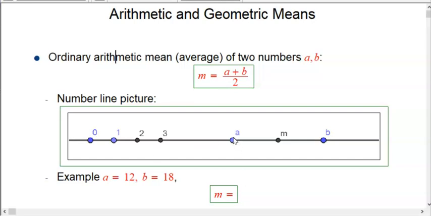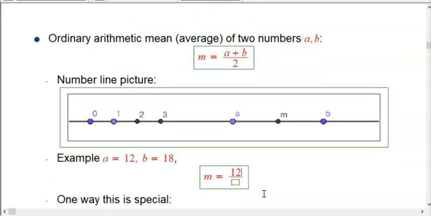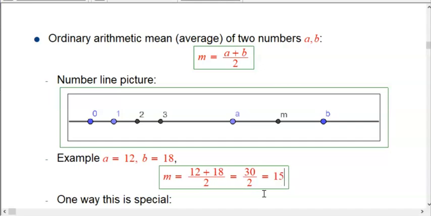I take the average of two numbers, a and b, and that should be right in the middle of those two numbers on the number line. It should in fact be the midpoint of those numbers on the number line. It's a very nice connection to geometry already. So for example, if a was 12 and b is 18, m is going to be (12 + 18) over 2. That's 30 over 2 equals 15. So 12, 15, 18, plausible that that's right in the middle.